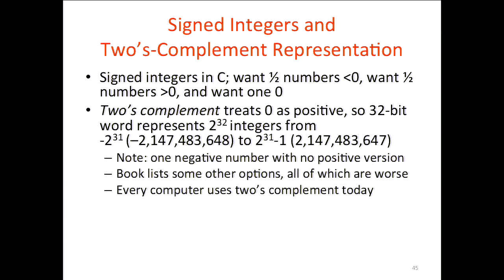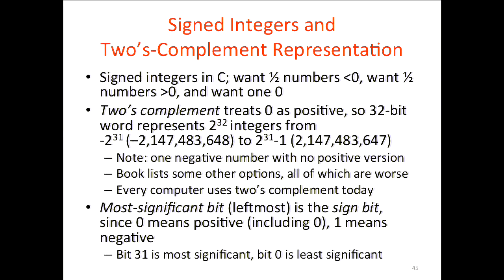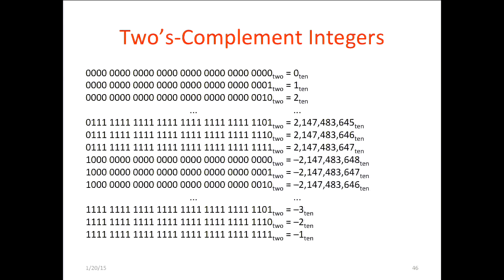The other thing is, good news, computers use this today exclusively. So you're not wasting time learning some other representations. The good thing about 2's complement also is that just by looking at the number and seeing the first, leftmost bit, you will know whether the number is positive or negative. It may not be as easy to see immediately what the number is, but you'll know that it's positive or negative.